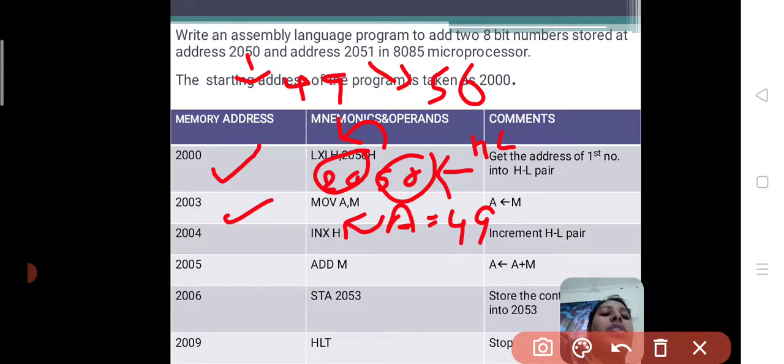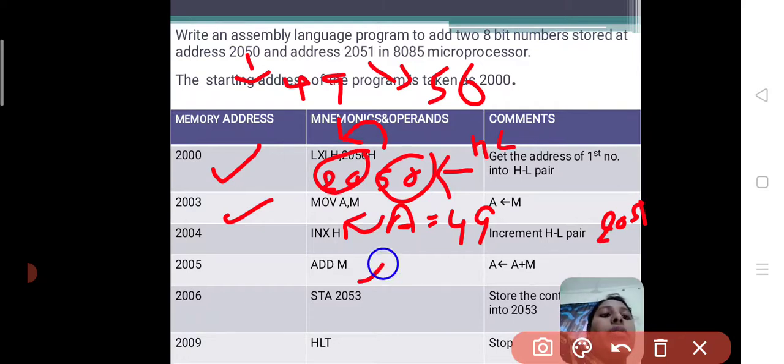Next, INX H. Here in place of H, 2050 is loaded. INX means increment, which means adding one to the memory address. So 2050 will become 2051. This is the increment operation. In 2051 I will give the data 56.